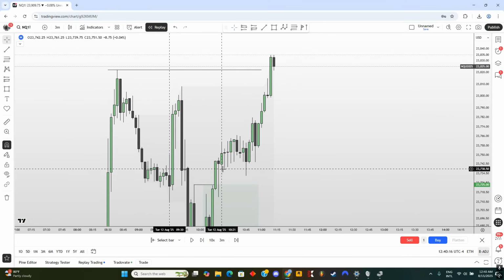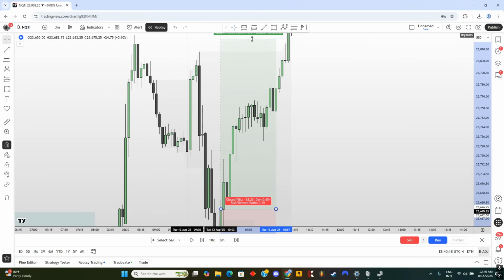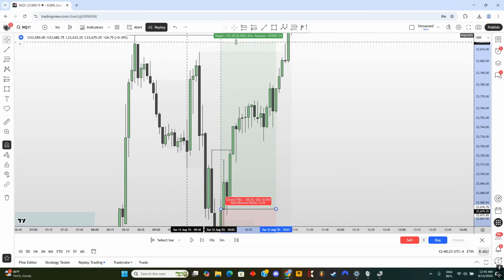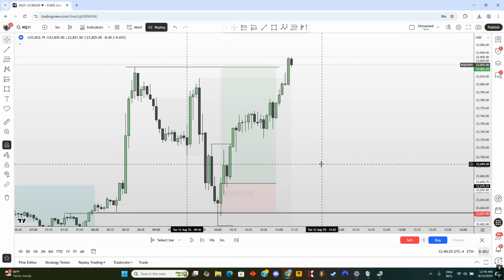Then notice these equal highs up here. This could have been your full TP. Or usually, as I said earlier, you go for 1-to-2 risk to reward. But eventually it did go up here. Let's move on to the next example.